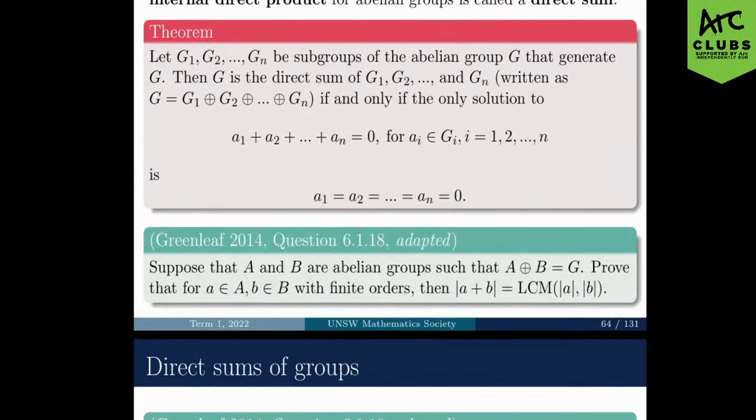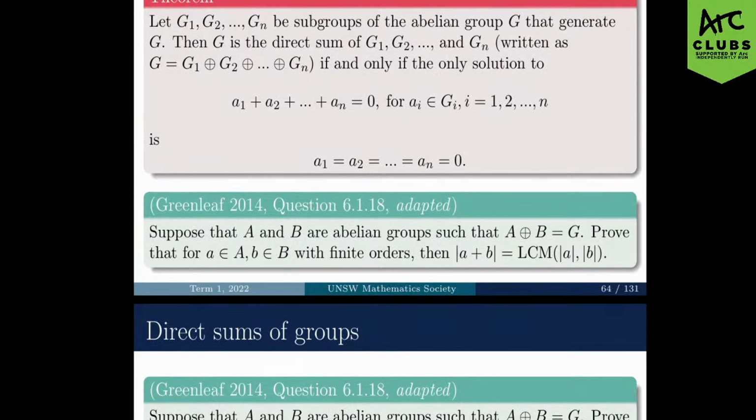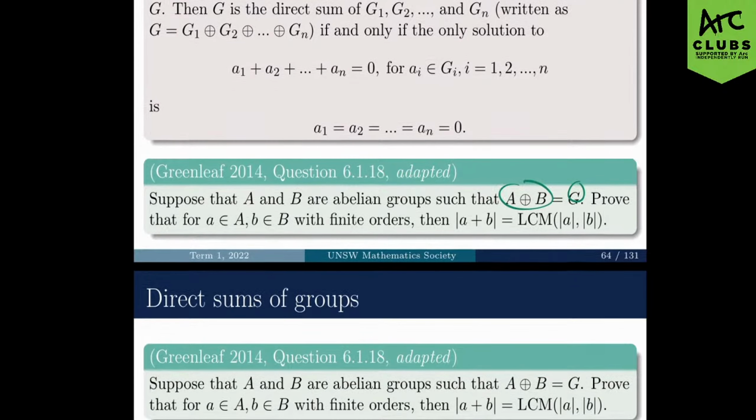Let's do an example. So an example with Abelian groups. We've got two Abelian groups such that the direct sum of them is equal to G. And somehow we want to show that the order of the sum of these two elements, one being from A, the other being from B, is equal to the lowest common multiple of the individual orders. Right? So when we're dealing with a question like this, we might want to think about what an order actually is.